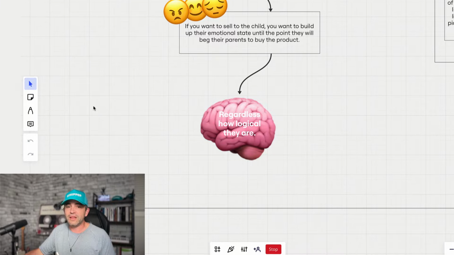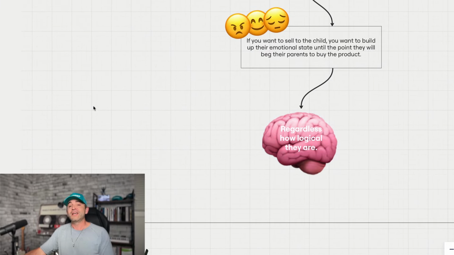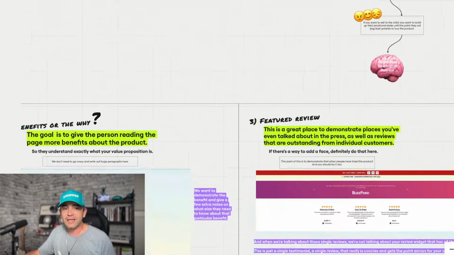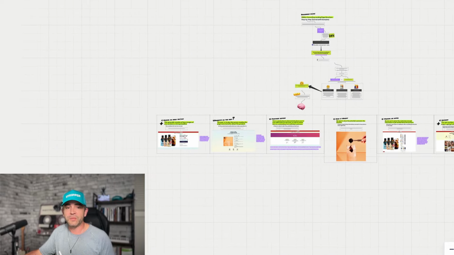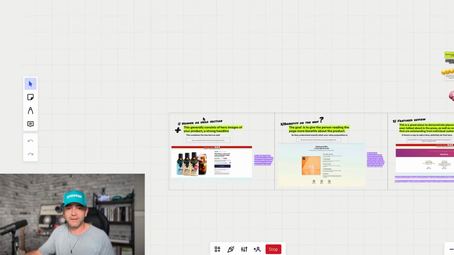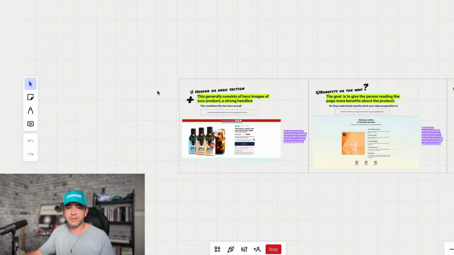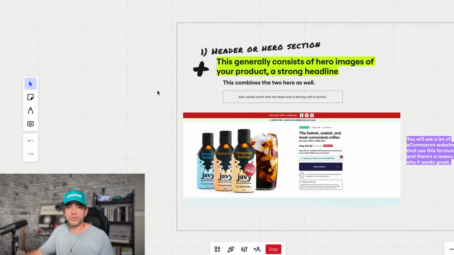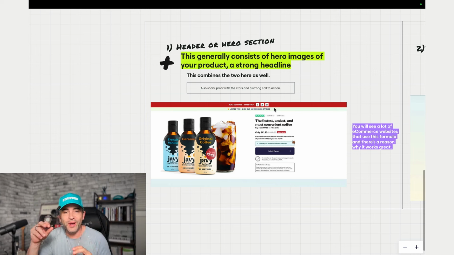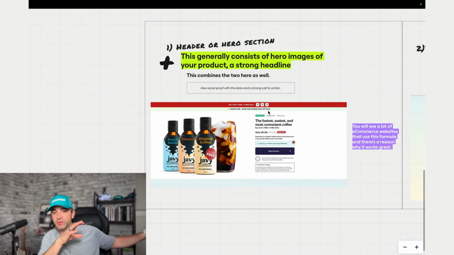So now that we've got that out of the way, let's go to the actual 11 different elements. And for this, we are going to use a brand called Javi. All right, so we're going to jump into the first and probably arguably one of the most important elements of your page. It is the hero or header section. This is generally going to consist of a hero image of your product.